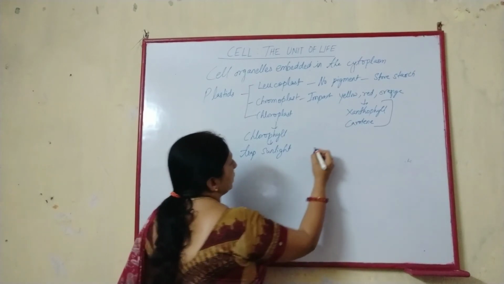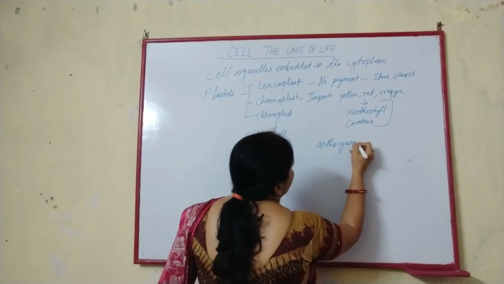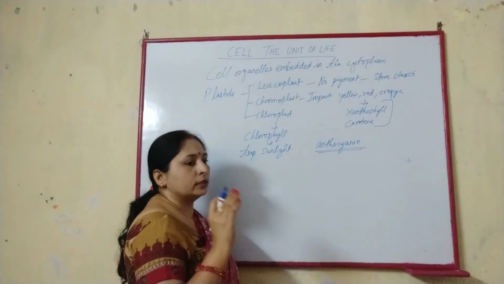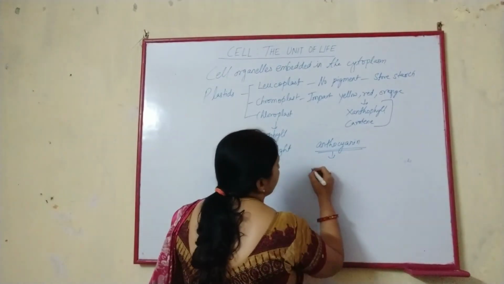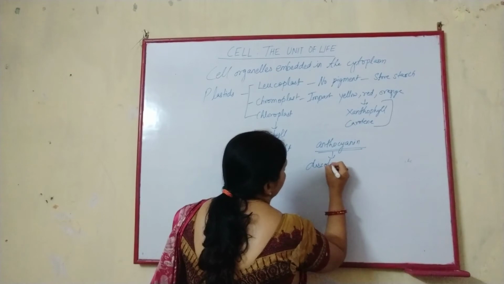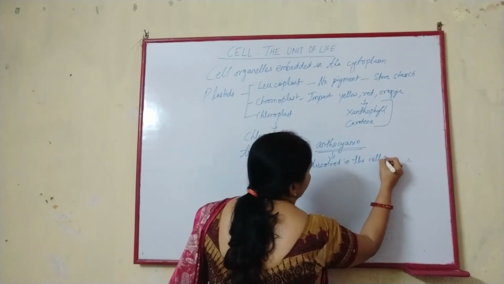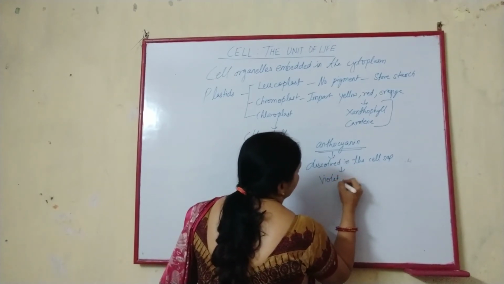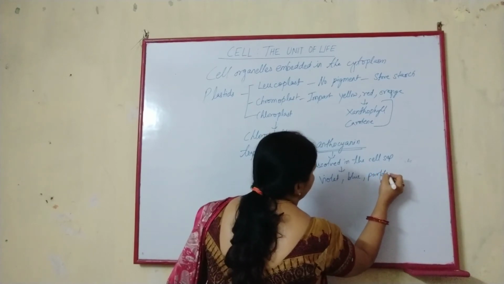Next, one more pigment is anthocyanin. Anthocyanin is also present in plant cells, but it is not part of the plastids. It is dissolved in the cell sap and gives violet, blue or purple color to the cell.